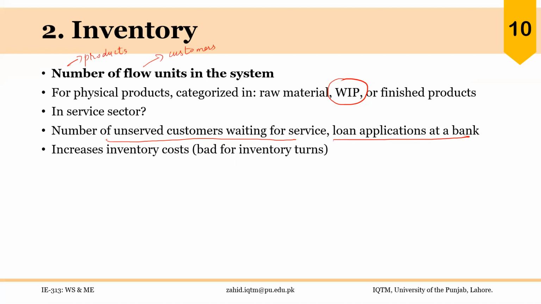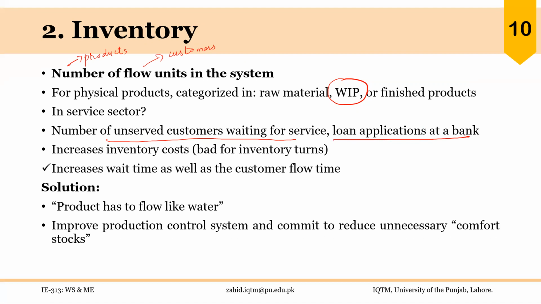Increased inventory increases cost. So the increasing number of flow units also increases the cost. Increasing the inventory in the system also increases the waiting time. So we have an equation that is, average inventory in the system is equal to flow rate into flow time. So that is called Little's law. It is a very important law that we will discuss in the final module.